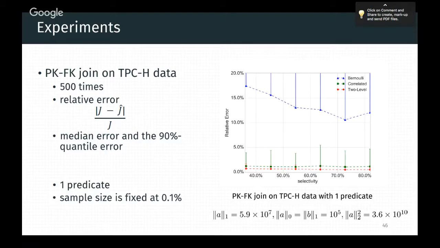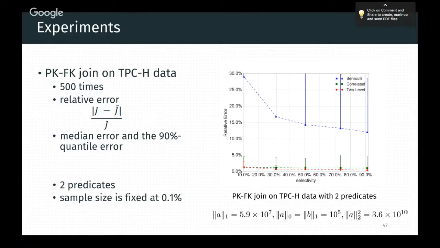We also do experiments on TPC-H data where one predicate is given. Here is the experiment result. And this is for joins with two predicates. In all the cases, our two-level sampling outperforms correlated and Bernoulli sampling.